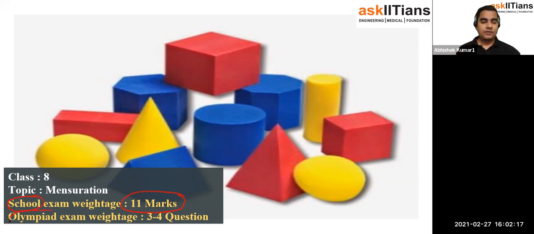On the other hand, in Olympiad examination, 3 to 4 questions can be expected from this chapter. And this chapter is very important, not just because it has good weightage in school examination and Olympiad examination. It is very important because you will come across the mensuration topic again in 9th standard and 10th standard. So be very attentive while we cover any topic because it will be helpful to you in the classes that you will be appearing in the next 2 years.